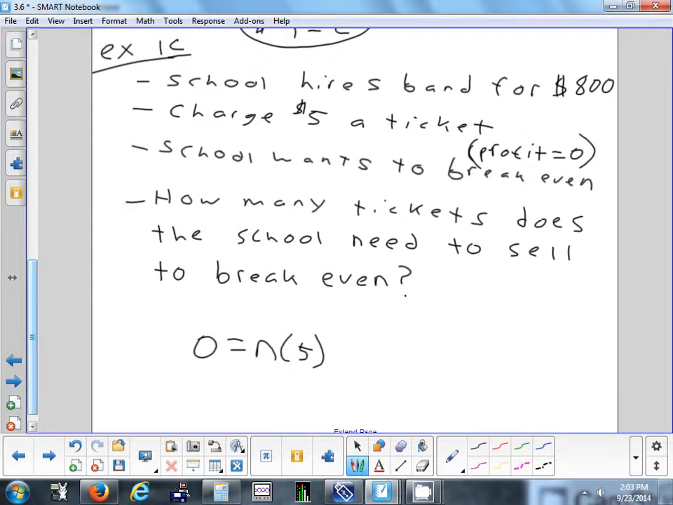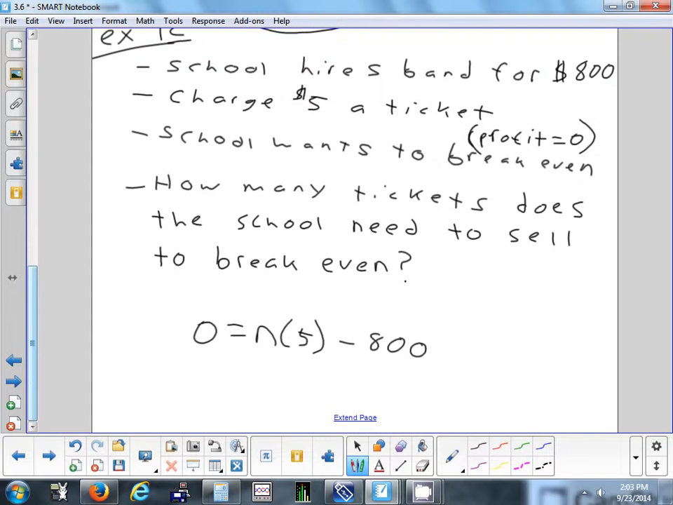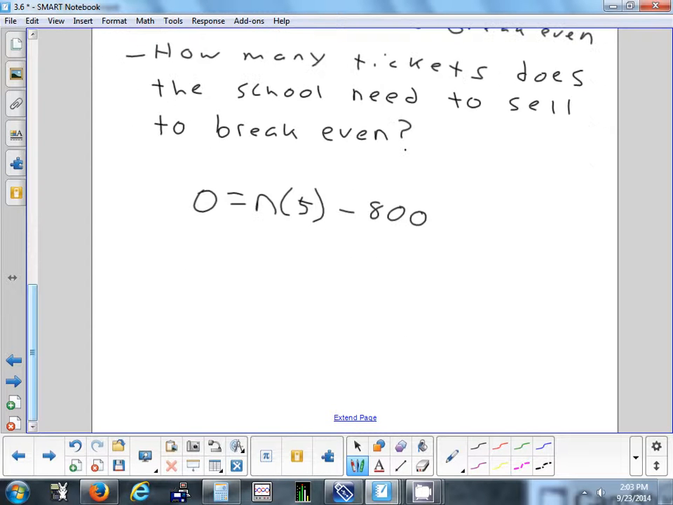And now we're going to subtract our expenses, which are how much? Minus 800. Okay, what do we get when we do N times 5? How do we normally write that? 5N.